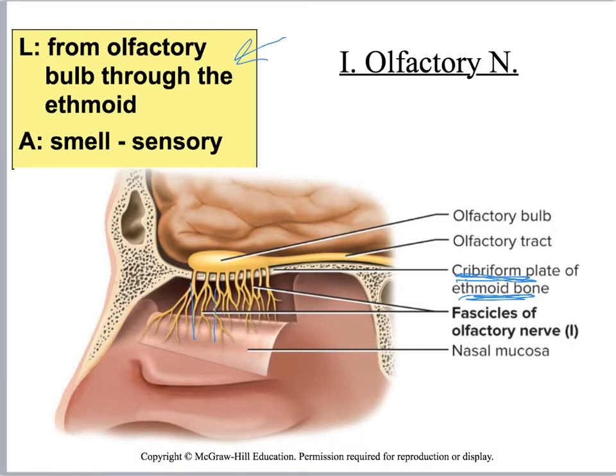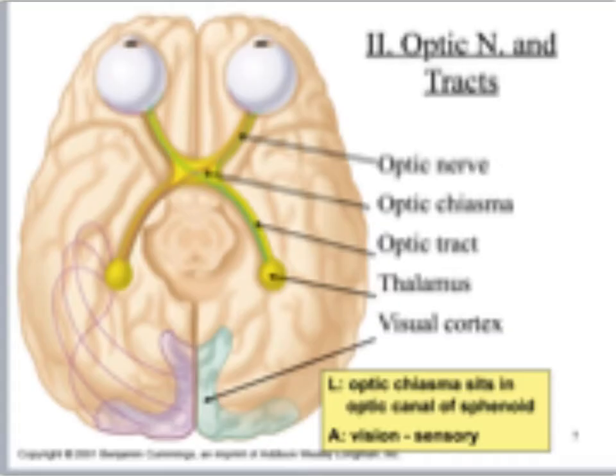You'll notice in all the yellow boxes, I give their basic location, or you can think of that as their pathway to get from the brain to whatever structure they're doing. And then I give you their action or their function. So you know that this is for smell and that it's sensory, okay?